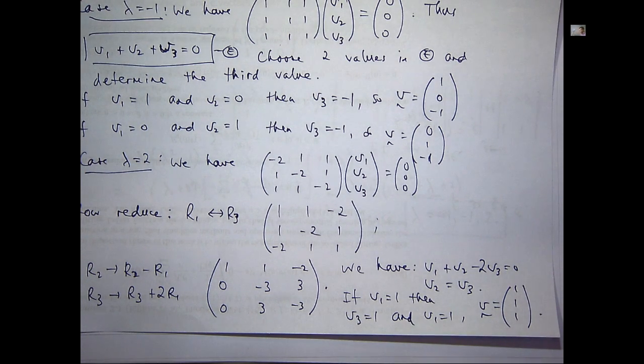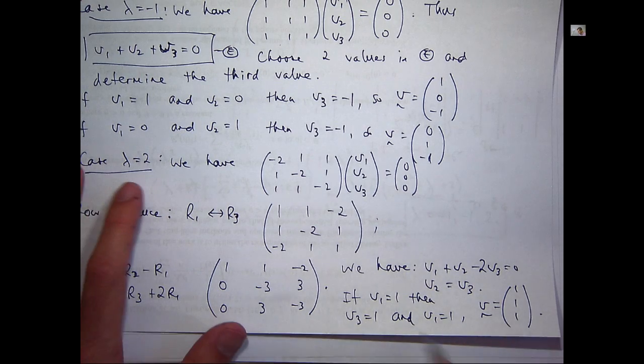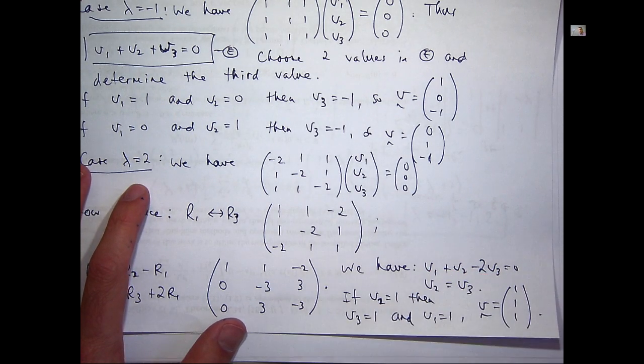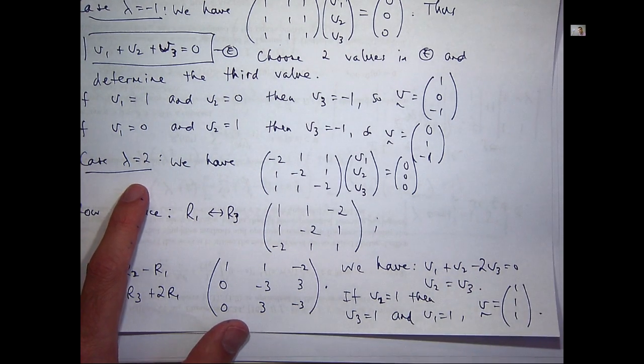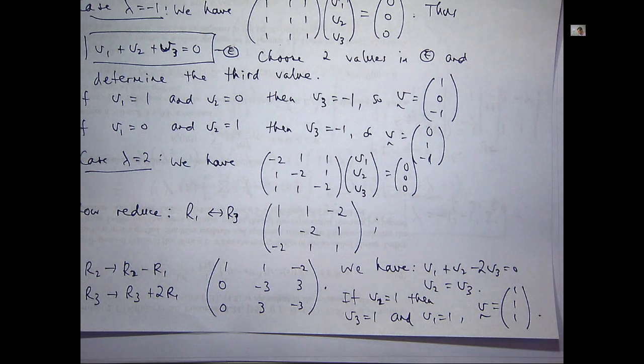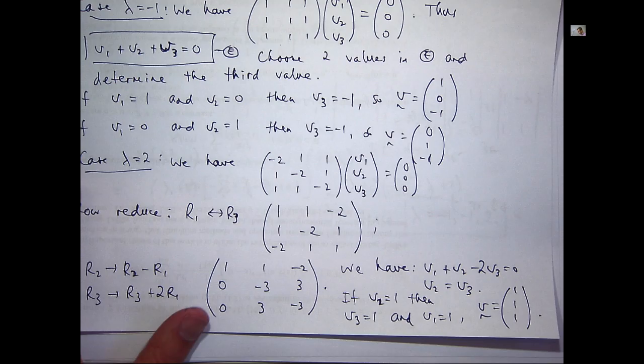Yes? It says if V1 equals 1, then V3 equals 1 and V1 equals 1. Or V2. Oh, sorry. Yes, thank you. Let me fix that up. Sorry, so I've chosen V2. Let me just adjust that. V2 to be 1. I can get V3 from here and then get V1. Okay, thank you. Okay, so I mentioned that these aren't orthogonal, but I can choose them to be orthogonal. I'll come back to that in a second.